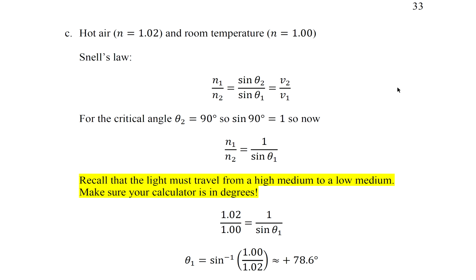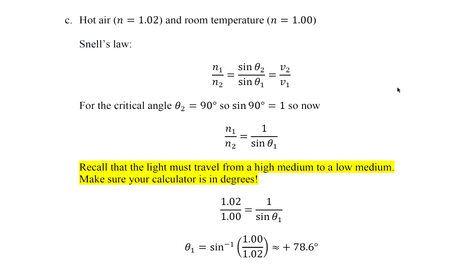Finally, what's the critical angle between hot air and room temperature air? So you could see they're almost the same. Little n goes from 1.02 and 1. So n equals 1.02 has a higher index of refraction. We always go from high density to low density. So hot air is going to be n1. And solve for theta 1.